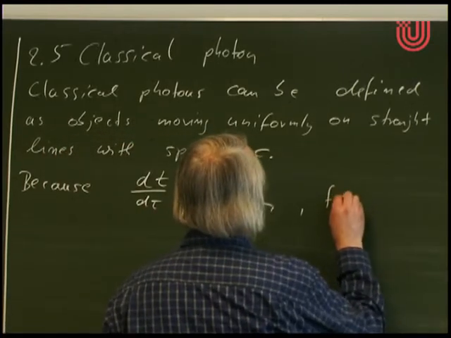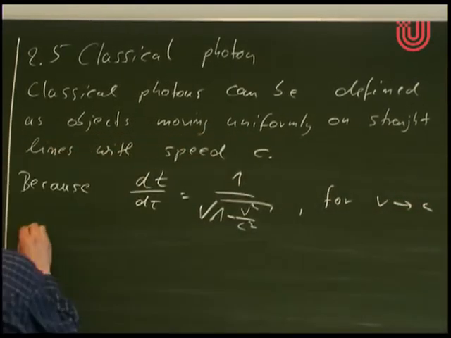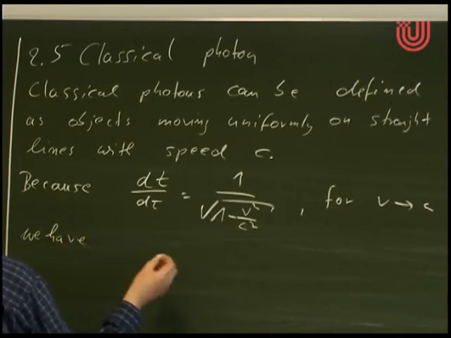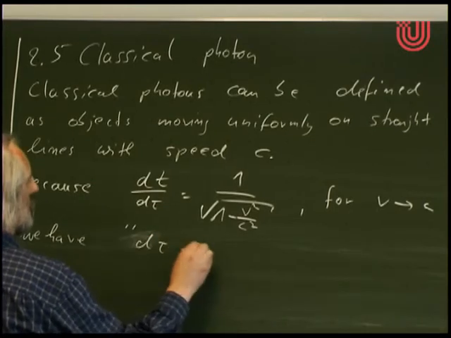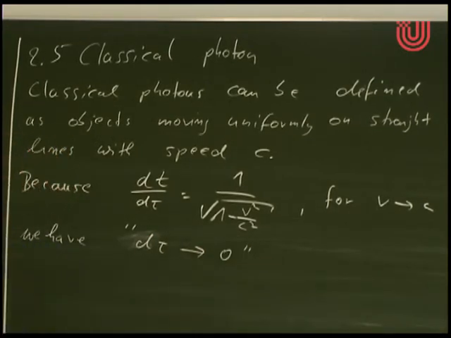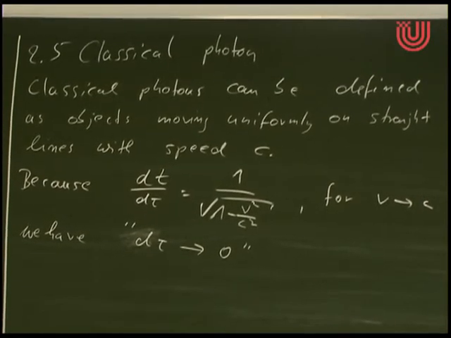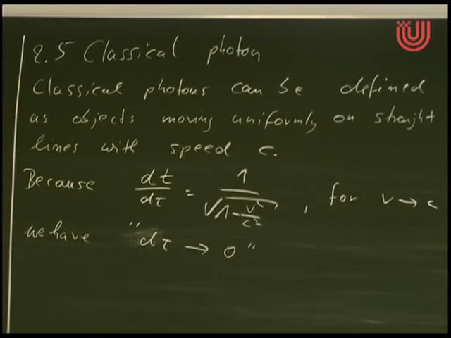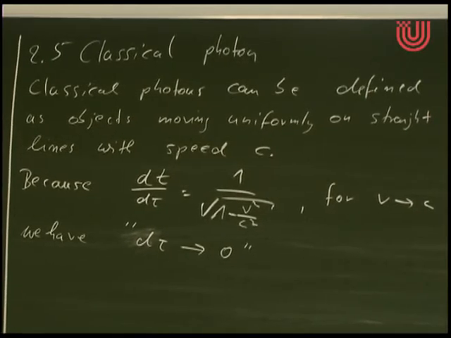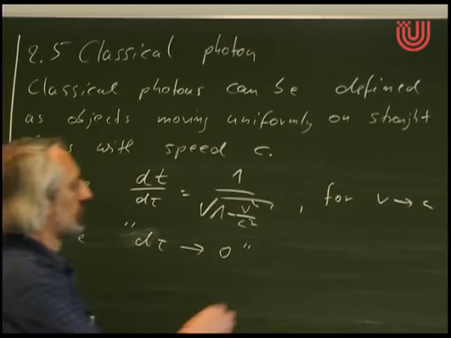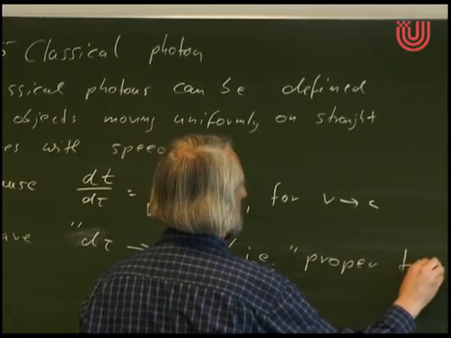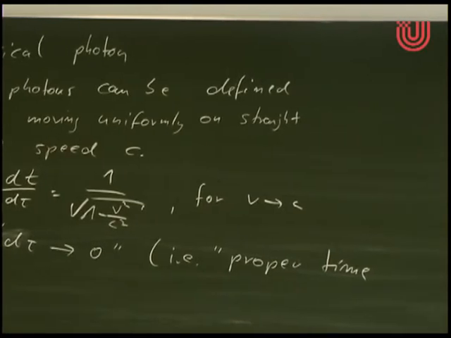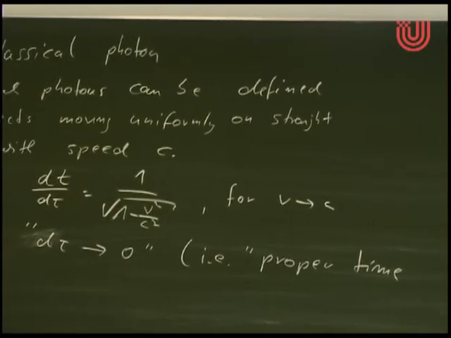Because for v to c, let me write it in this way, d tau goes to 0, in quotation marks. And this means that some people express it in the way that they say proper time stands still for light, for something which moves at the speed of light. So the tau is no longer increasing. It stands still. Well, you shouldn't take this formulation too seriously, but at least in quotation marks, I think one can write it down.